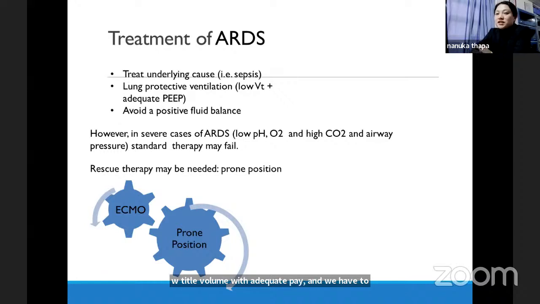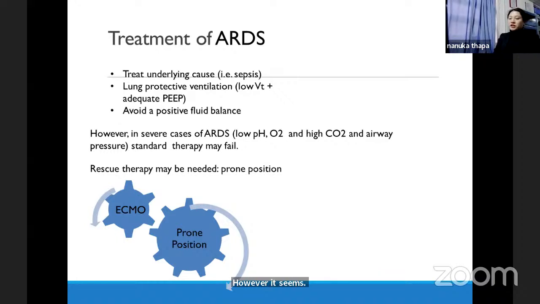However, in severe cases of ARDS, it's characterized by low pH. There is hypoxemia, there can be hypercarbia, and airway pressure can be increased. Standard therapy may fail. So in these cases, rescue therapy is required. Rescue therapy can be in the form of prone positioning or ECMO. So today we'll be talking about prone positioning.